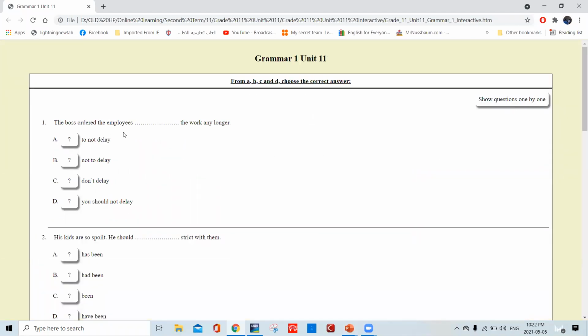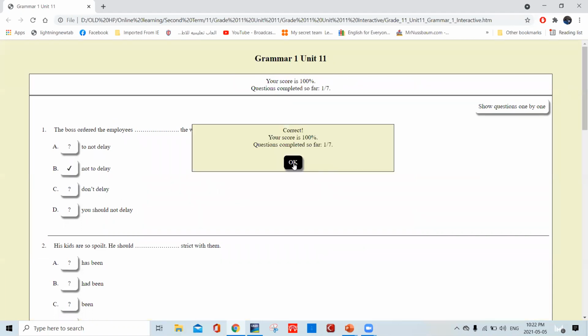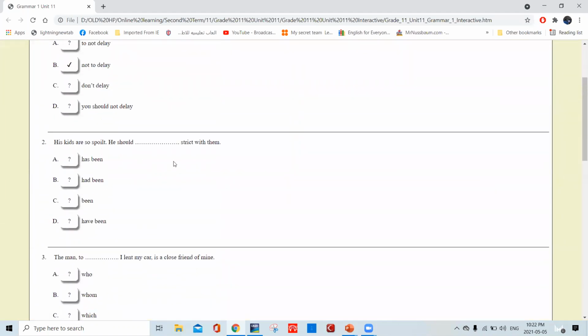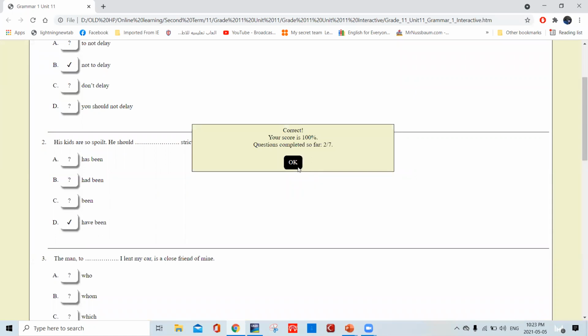Here, you can see the screen. The boss ordered the employees not to work any longer. Ordered here is a reporting verb, so this is a reported question. Negative, we use not to. Yes, correct. Number two, his kids are so spoiled. He should have been strict with them. Should is a modal verb, and he is talking about what? Should have, this is a modal perfect. Should have been. Okay, correct.